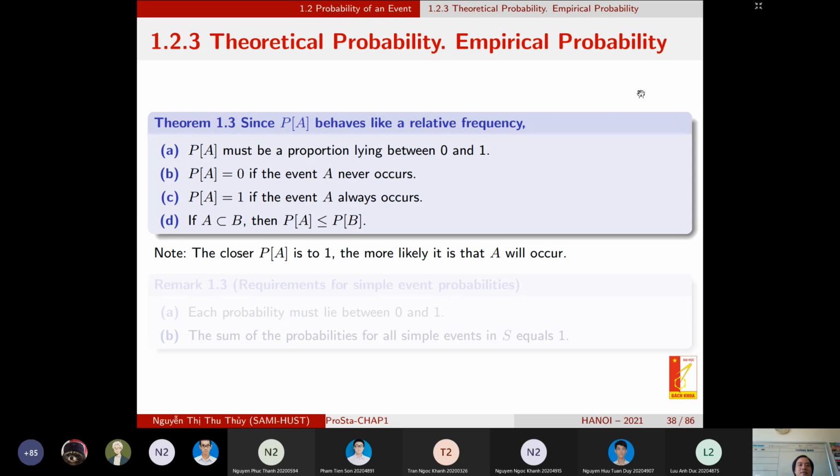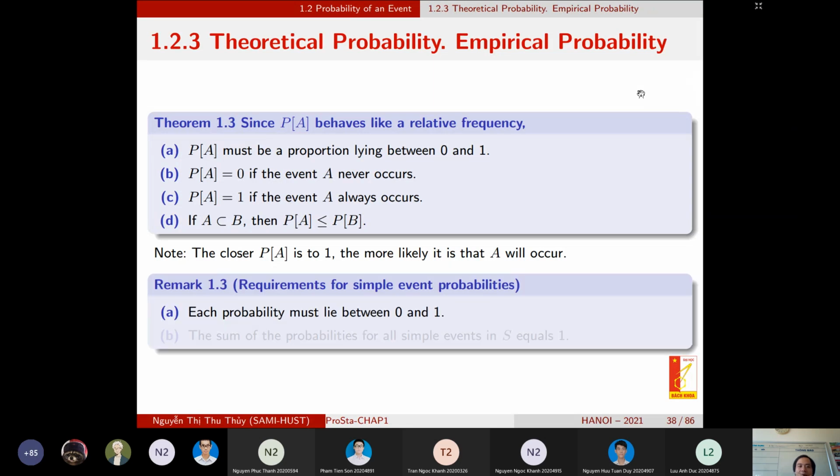We have the same properties for relative frequency. Relative frequency is also a number lying between 0 and 1. Probability 0 refers to an event A that never occurs, and probability 1 to an event A that always occurs. And we note that the closer P(A) is to 1, the more likely it is that A will occur.